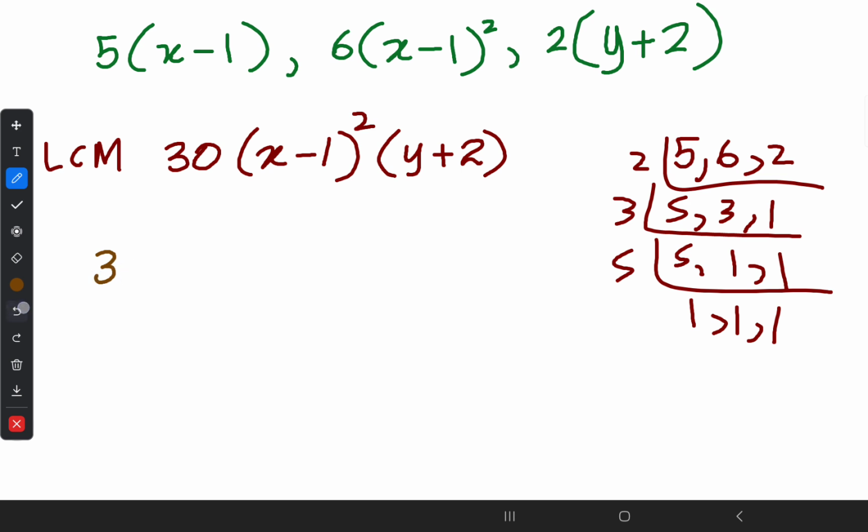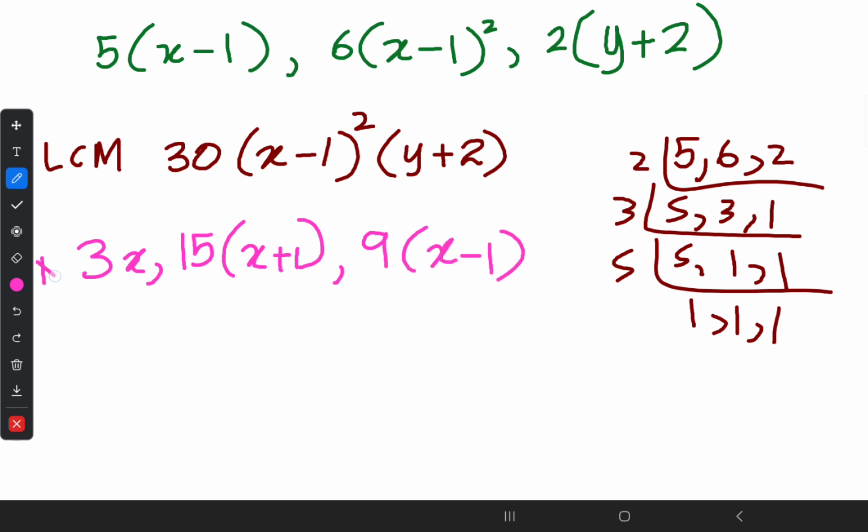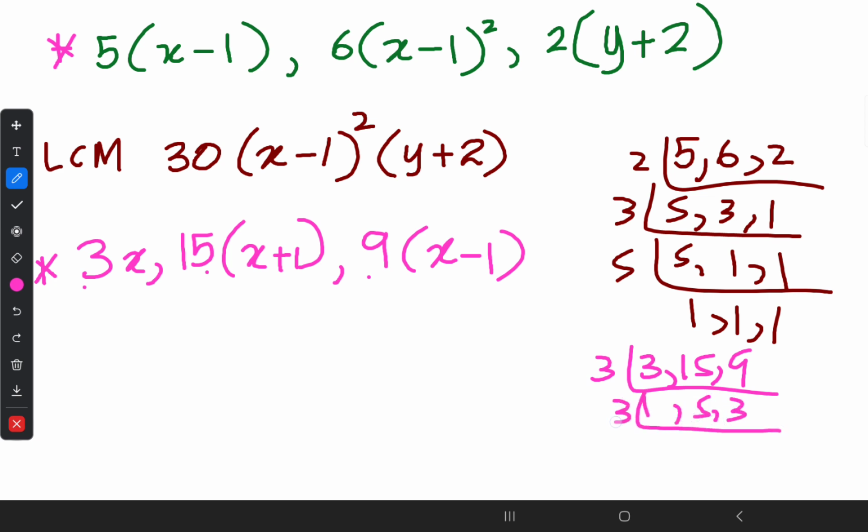3x, 15x + 1, 9x - 1. So here what you have to do? You have to find the LCM for the numbers: 3, 15 and 9. Initially it can be divided by 3. There are no multiples of 2. So 1, 5, 3. Again divisible by 3. 1, 5, 1. Again divisible by 5. 1, 1, 1. So the LCM for the numbers would be 45.